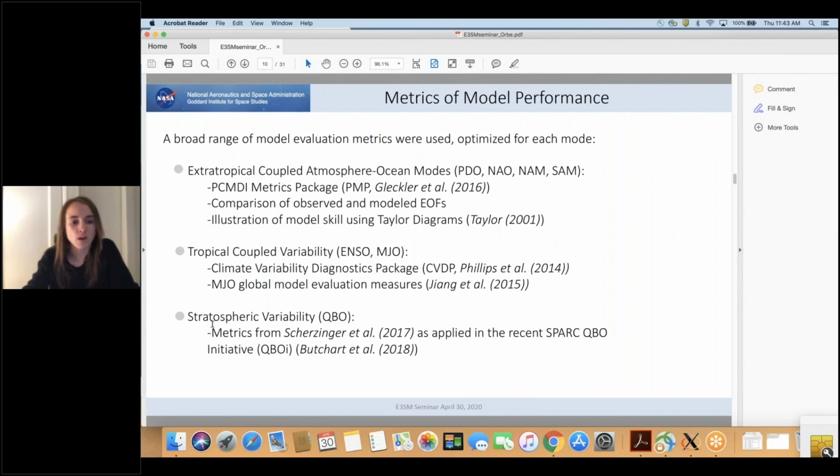And then for stratospheric variability, my analysis leaned very much on the metrics from Schenzinger that were applied recently in the Stratosphere-troposphere Processes And their Role in Climate QBO initiative, which was summarized here in Neal Butchart's paper, and then Jadwiga Richter has done some very, very nice analysis of what those runs are like in the historical type integrations, but also how those might respond to idealized climate change.